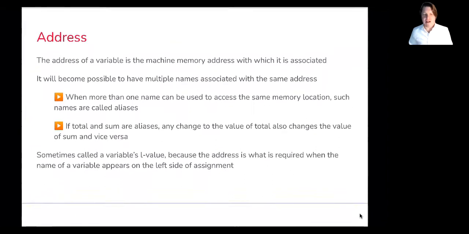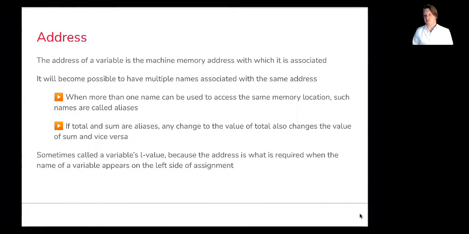So now we're moving on to the next attribute that we're looking to discuss here, and that's going to be the address. Where does this object that we're interacting with actually live? When we introduce references and pointers, we'll introduce you to the address-of operator, where you'll be able to ask a variable, hey, what's your address? And it will tell you where the object that it's bound to lives. So the address of a variable is the machine memory address with which it is associated.